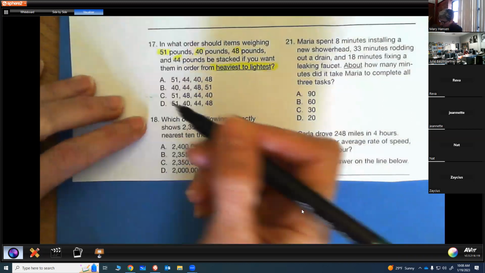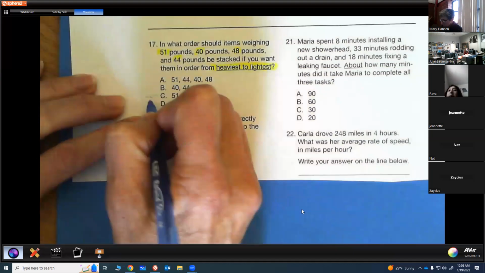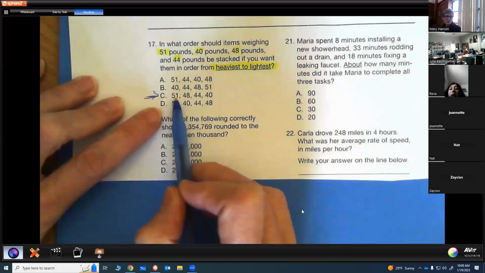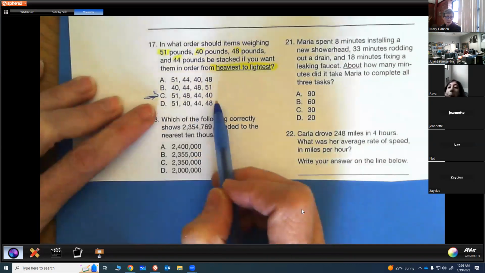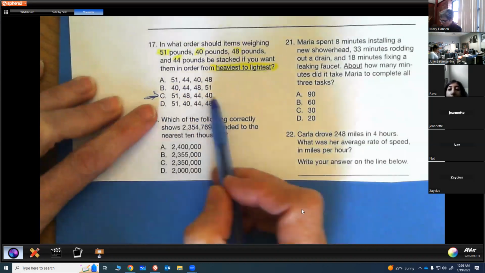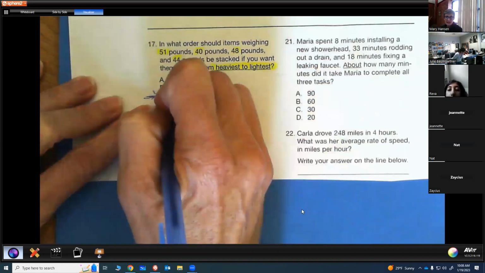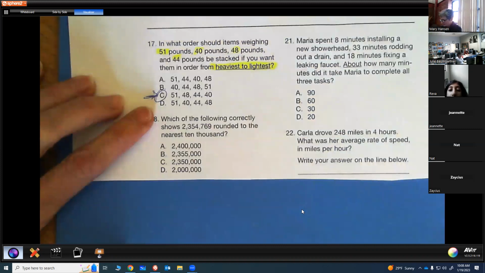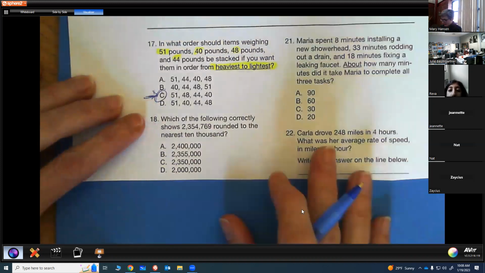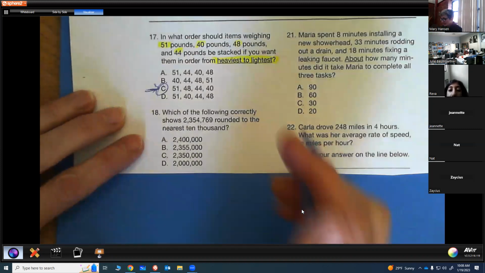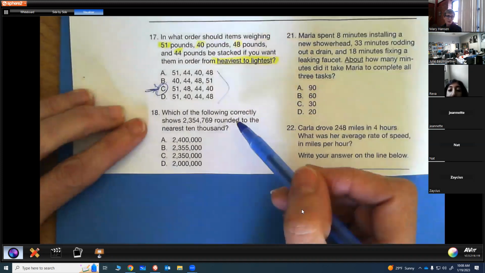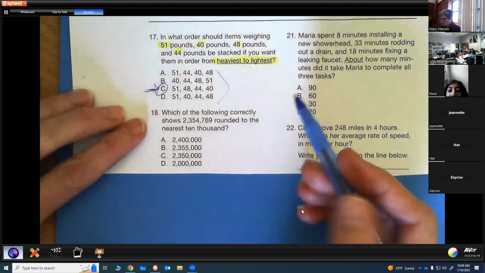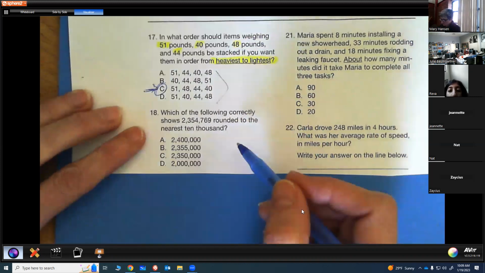And that pen isn't working. As I look at 51, 48, 44, and 40, those are largest to smallest, or heaviest to lightest. And so for 17, the answer could be C. Again, we're going to review again today when we have negative numbers, putting them in order, because that's typically where we see the most problems that students have.